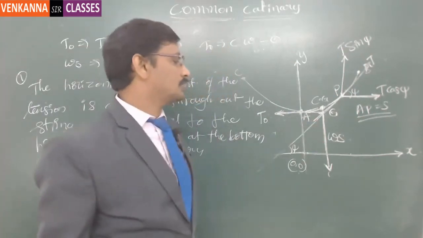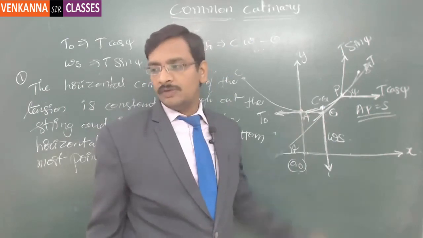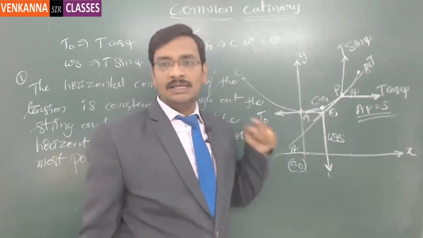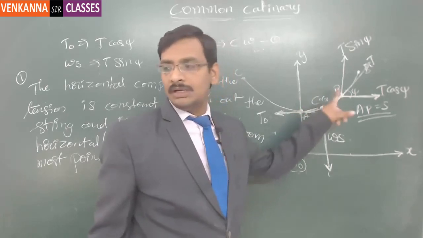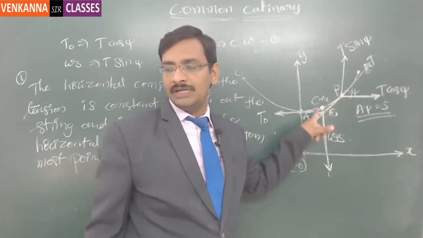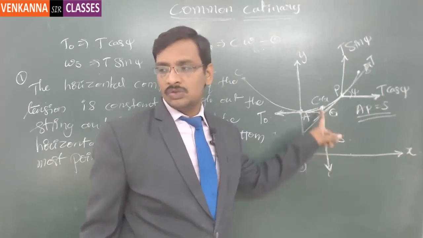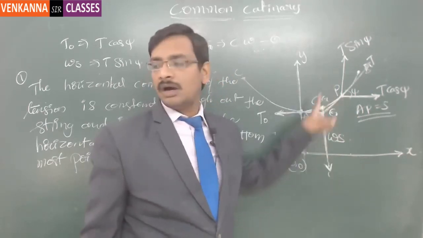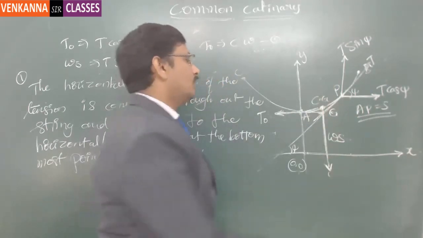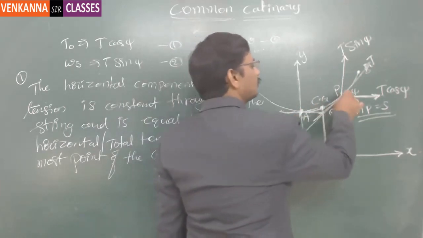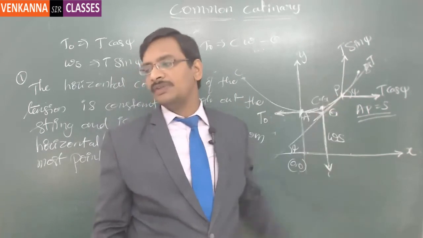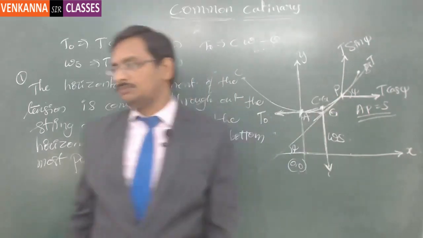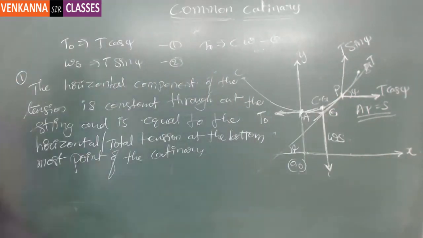The second conclusion is the vertical component of the force, T sin psi, is always equal to the weight from the bottommost point till the point P, acting at the center of gravity. So this component and this component are one and the same. That means the weight from this location to this location has to be balanced by the vertical component of the tension. That is the second conclusion. Got it? You note down this.